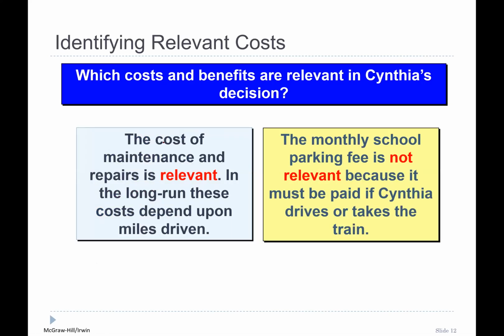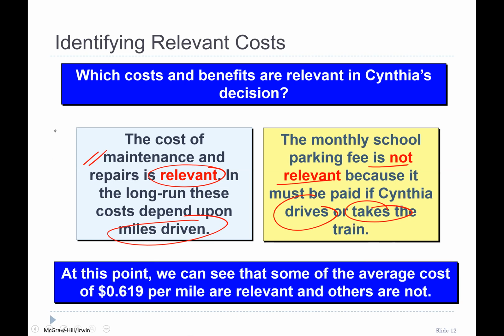So here, the cost of maintenance and repair is a relevant cost because in the long run, these costs depend on miles driven. So if you do not go through the train, you still can save this maintenance cost. So that's why it is relevant. The monthly school parking fee is not relevant. Whether she drives or takes the train, it must be paid. It means these are unavoidable costs, which means similar costs.